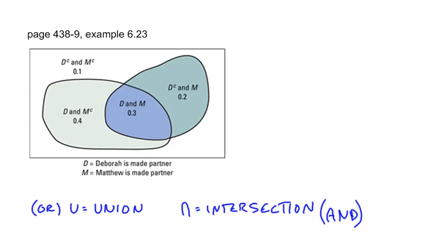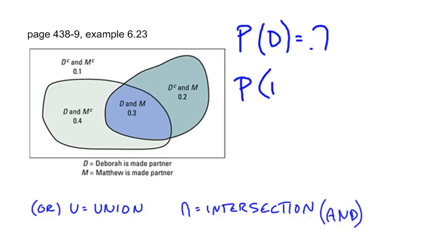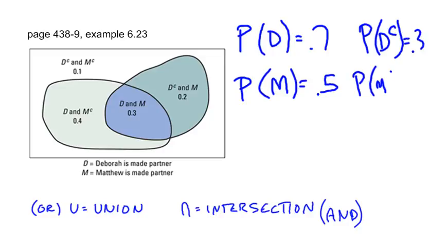If you look in your book on page 438, you've got an example with Deborah and Matthew, I believe are the names, and they've simply applied the probabilities given in the problem to a Venn diagram. So you can see the probability for Deborah being made a partner in the law firm is 0.7, and the probability that Matthew is made a partner is 0.5. From this information, you should be able to find the probability that Deborah does not make partner is 0.3. The probability that Matthew does not make partner is 0.5, and that they've applied this whole situation.